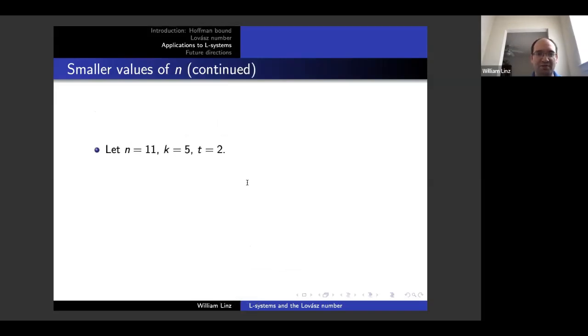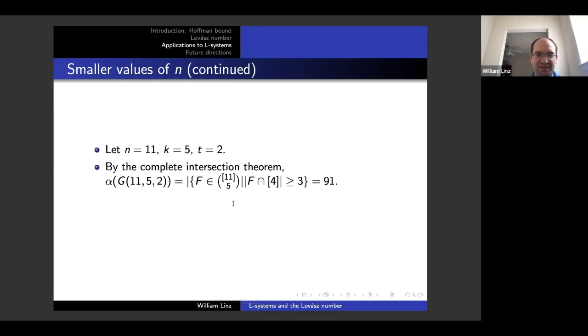So can we find a proof like this? Well, let's look at one example. Let's take n to be 11, k to be 5, and t to be 2. The complete intersection theorem tells us what the independence number of the associated T-Kneser graph is. It's equal to the size of this family here, which happens to be 91. But on the other hand, the Lovász number of the graph is 105, which is bigger than 91.